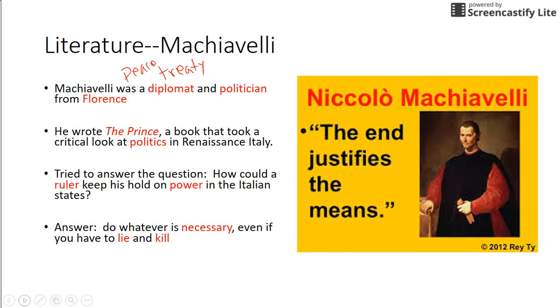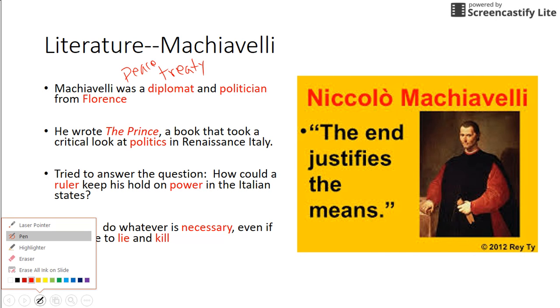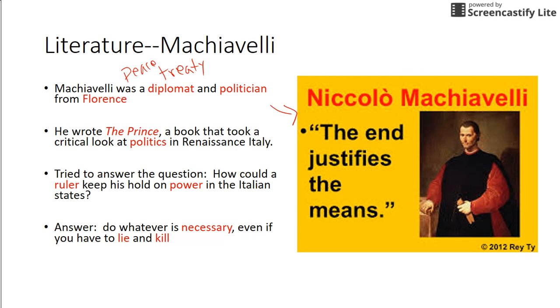His answer was that a ruler should do whatever is necessary, even if you have to lie and kill. He has a famous quote from his book, and that's right here. The end justifies the means.